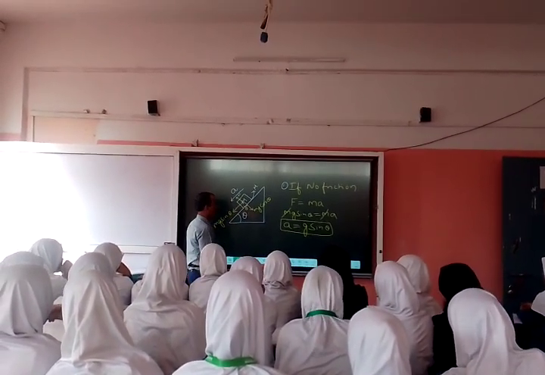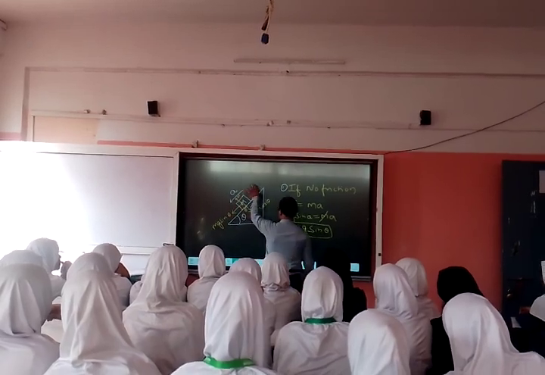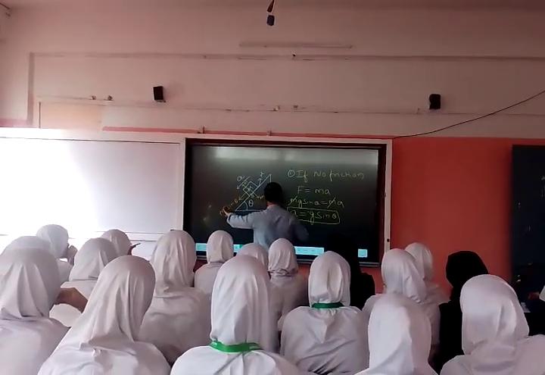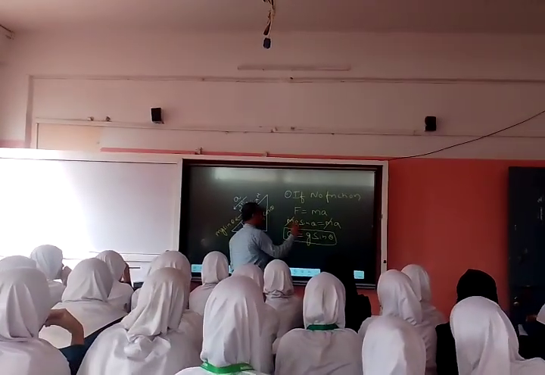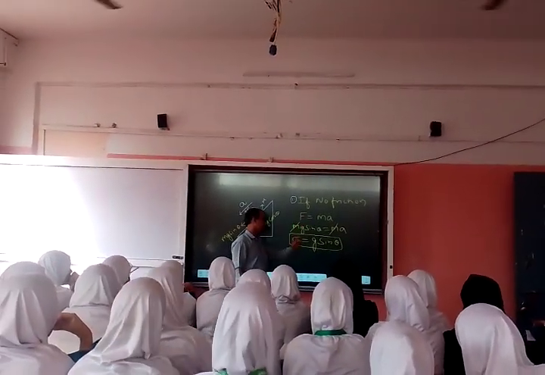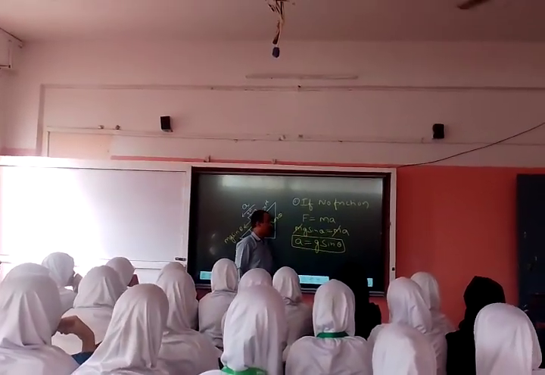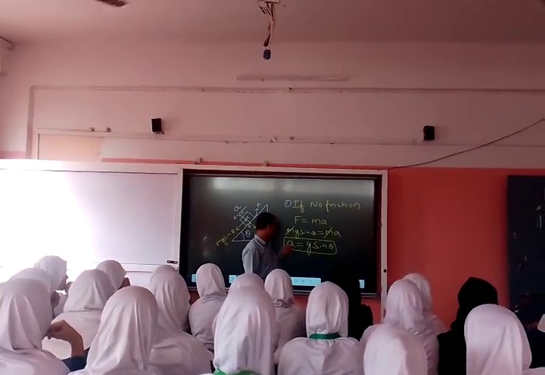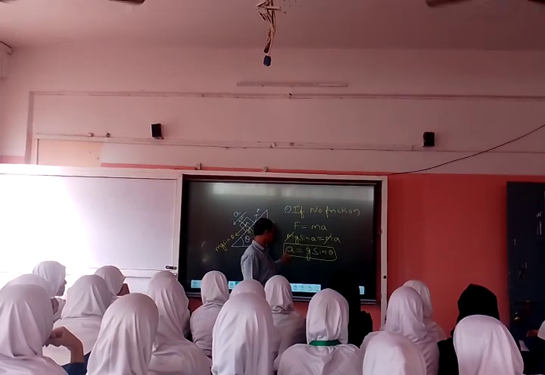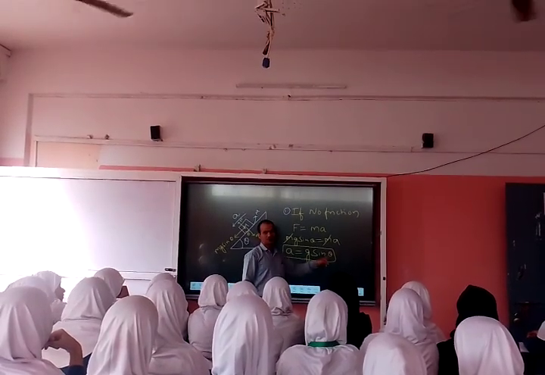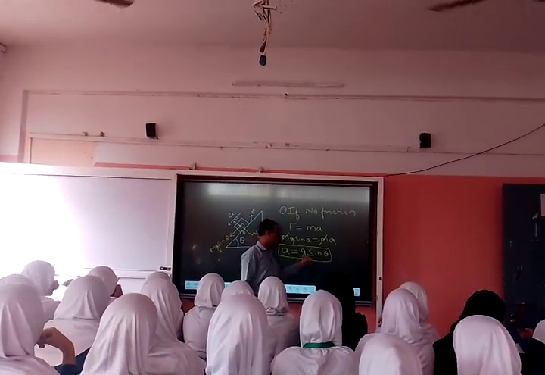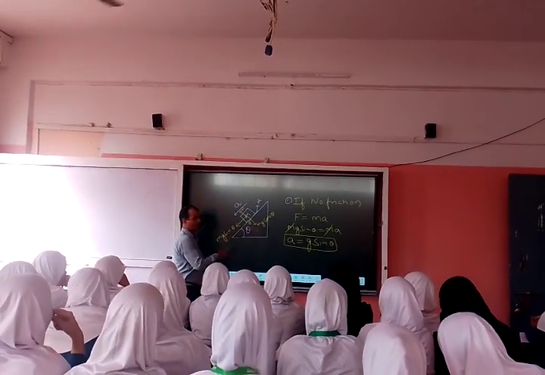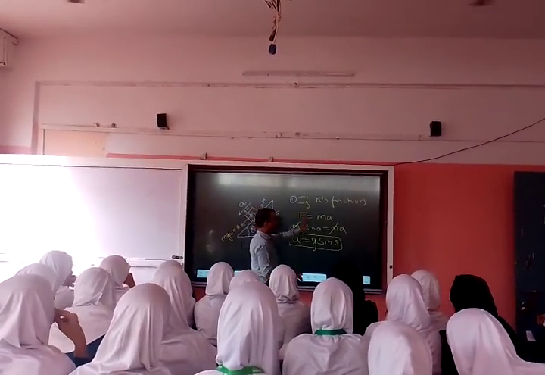If no friction is present on this inclined plane, then we can say easily that the applied or external force F is equal to ma, according to Newton's second law. That's why this force F is equal to mg sin theta, which is equal to ma. Here m gets cancelled, so a is equal to g sin theta. This is the acceleration of the body if no friction is there.